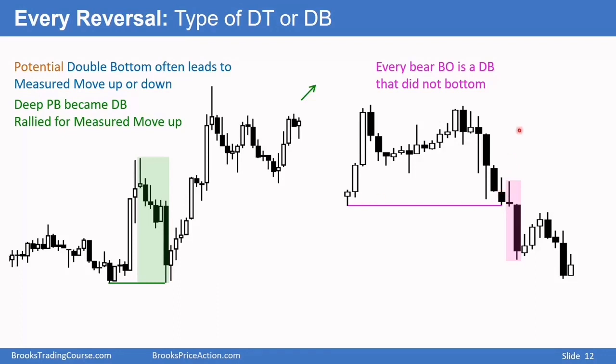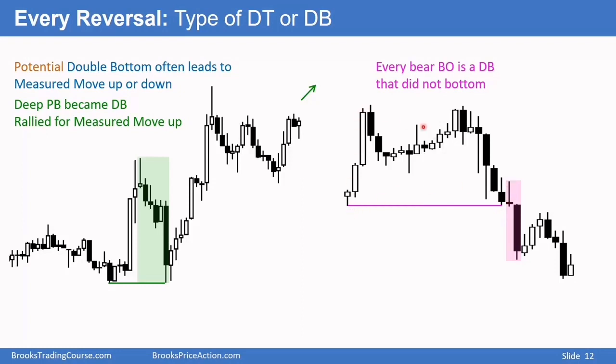Sometimes, instead of getting the double bottom, we get a strong bear breakout. When that happens, I look at it as an attempt at a double bottom. If I see a strong bull breakout like this, and then a reversal below its low, I view it as an attempted double bottom and a failed double bottom, and I look for a measured move down, even though there was not much of an attempt at a double bottom.